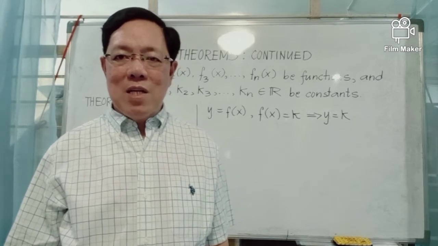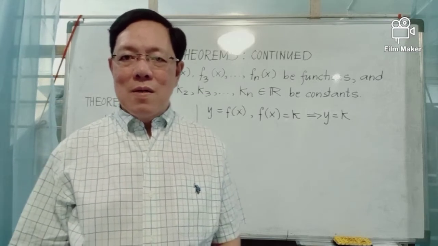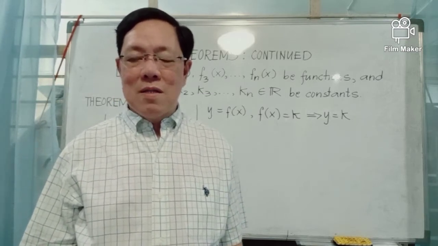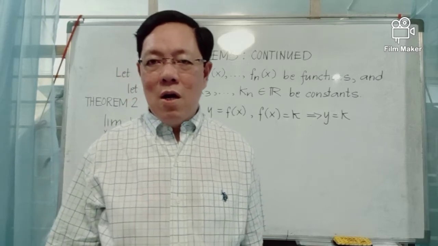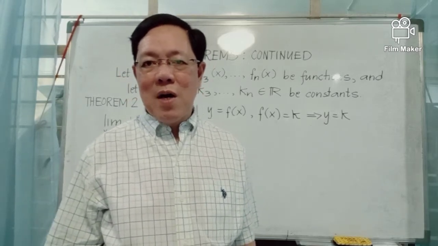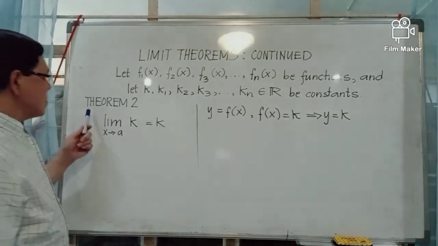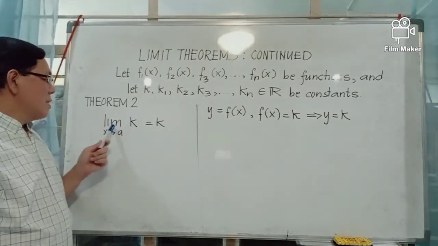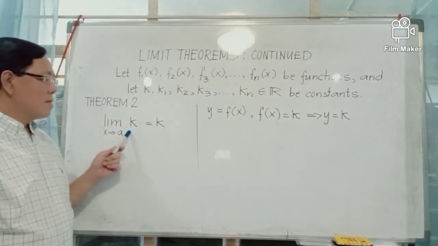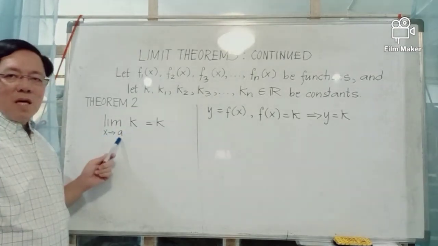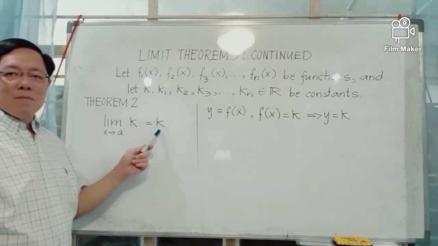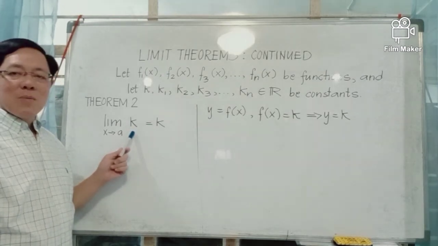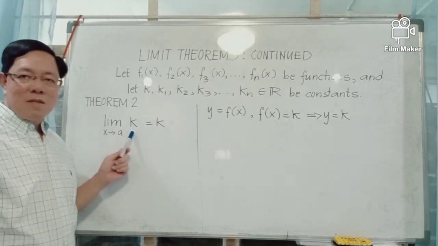We now go to the second theorem actually, on limit of function. So this is actually our second theorem. The limit of k as x approaches a is equal to k. In this theorem, k here is a constant.